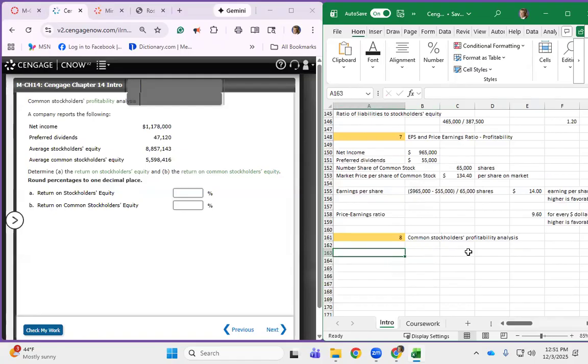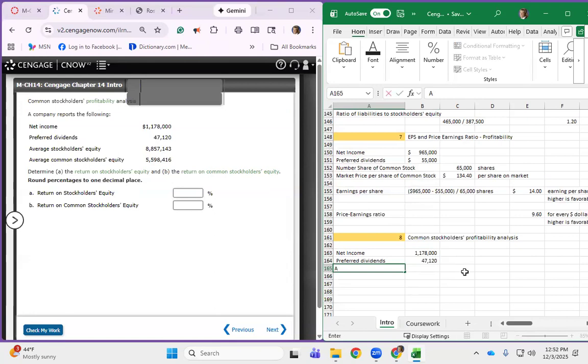Let's put these numbers down. Once again, we're getting the net income involved. Why? Because this is talking about return. Net income is the extra that we're able to hang on to after we subtract our costs. So I'm going to put 1,178,000. Then we have preferred dividends again, which is how much we paid out to preferred shareholders. If you don't have preferred shareholders, then that number is not relevant at all.